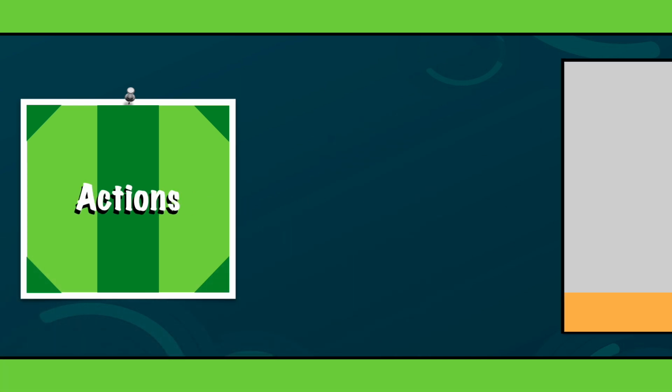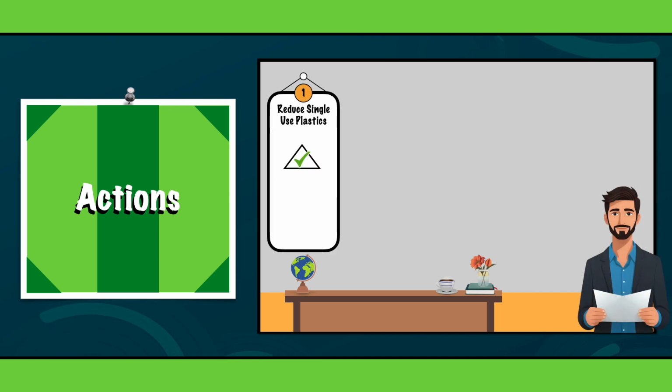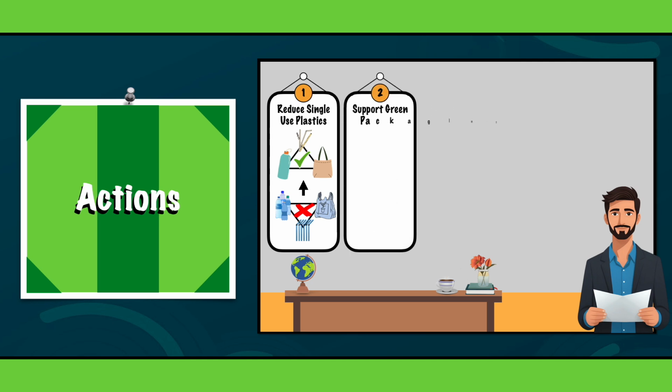Now let's talk about how we can stop plastic pollution. While it may seem overwhelming, there are several effective actions that we can all take to make a difference. First, reduce single-use plastics. Opt for reusable bottles, bags and containers instead of disposable ones. Second, support businesses that use sustainable packaging. By choosing products with minimal or no plastic packaging, you're helping to reduce the demand for plastic waste.